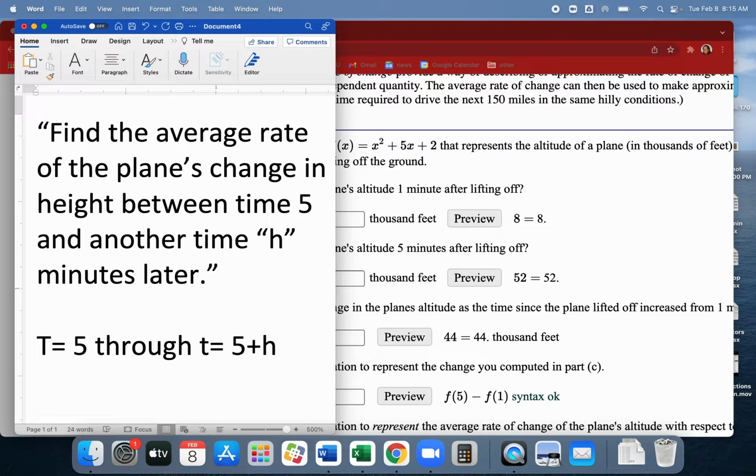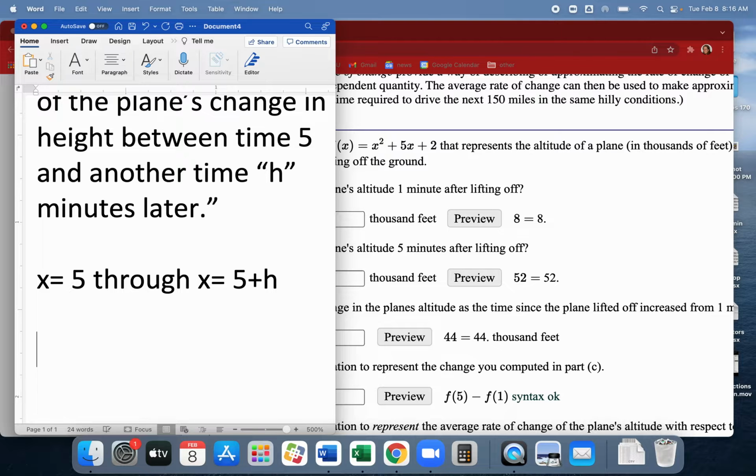If it's 3 minutes later, it'd be 5 plus 3, 8. If it was 19 minutes later, it'd be 5 plus 19. Why did I pick something hard? 24. But if I want to find this average rate of change, I guess it's x. I was using t to abbreviate time, but I'll use x since that's the letter used in the formula up here. x minutes after taking off the ground, x equals 5 through 5 plus h. If I want to find that average rate over a mystery time interval, I can write an expression for it. It's not going to be a number. It's going to have h's in it, right?